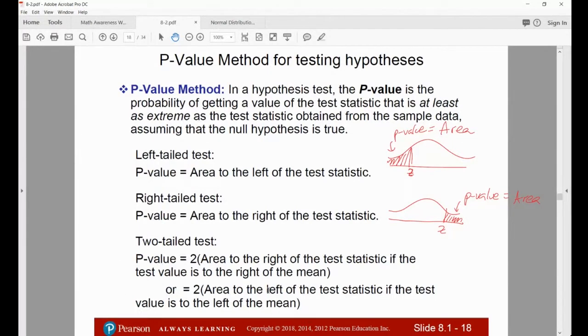And in the case of a two-tailed test, the p-value depends on whether the test value is to the right of the mean or to the left of the mean. The mean is 0. So if the test value z is positive, then the p-value will be 2 times this area. That's for when z is positive. And when z is negative, then the p-value will be equal to 2 times this area.